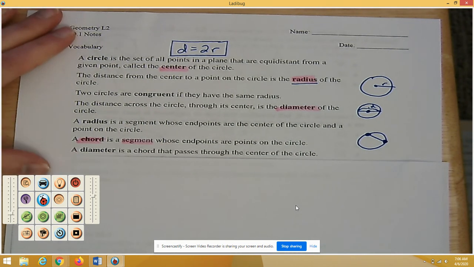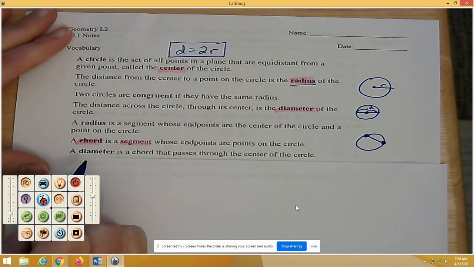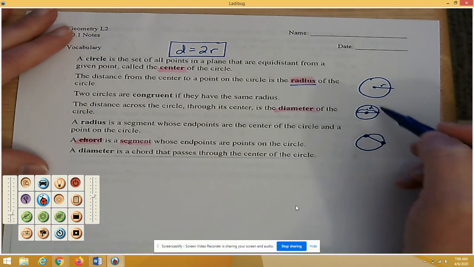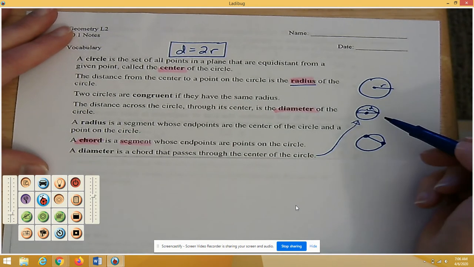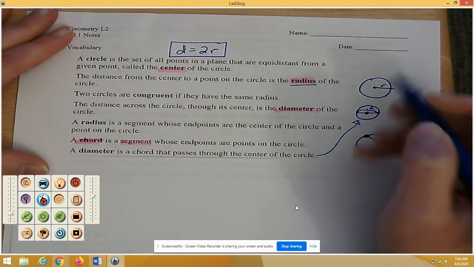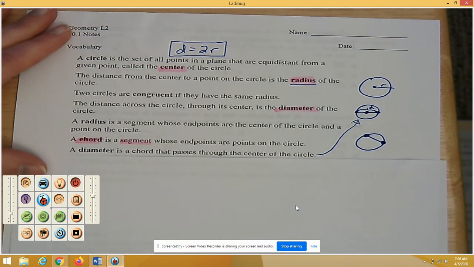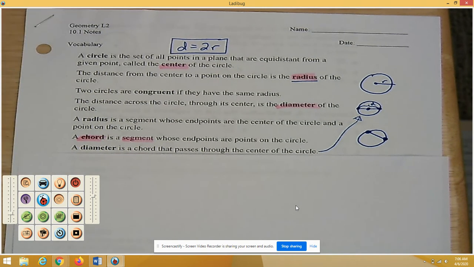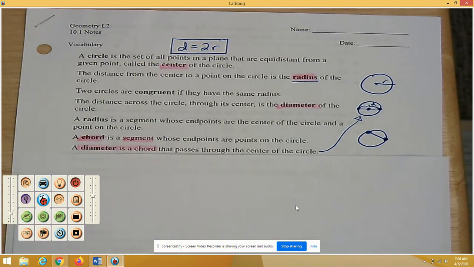Next, we have the diameter again. And now that we know what a chord is, a diameter is a special case of the chord because it's a chord that passes through the center of a circle. So if you look back up here at this diameter, this diameter is a chord because it's going from this point to that point across the circle. So a diameter is a chord. I'm going to highlight that. A diameter is a chord that passes through the center of the circle.